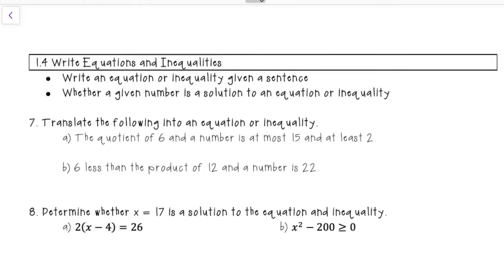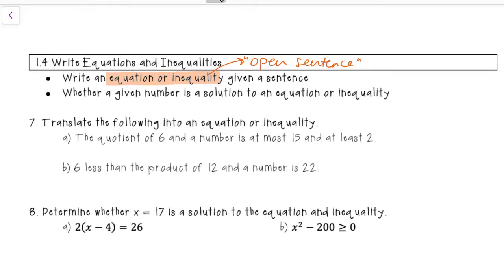Alrighty, and then from section 1.4, we had writing equations and inequalities. So you need to be able to write an equation or inequality given a sentence, and your instructions for that might also say write an open sentence. So that was one of our vocabulary words from that day. And if you see the words open sentence, that just means it's going to be an equation or an inequality.